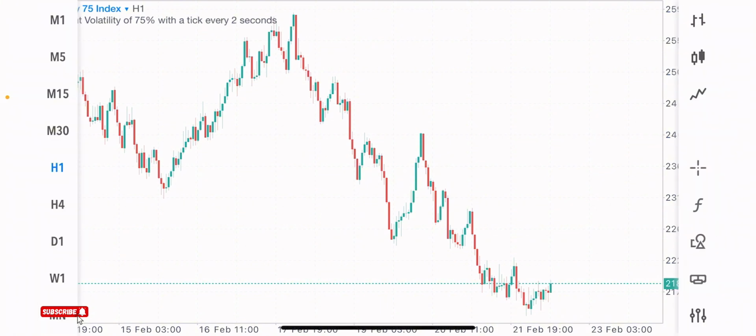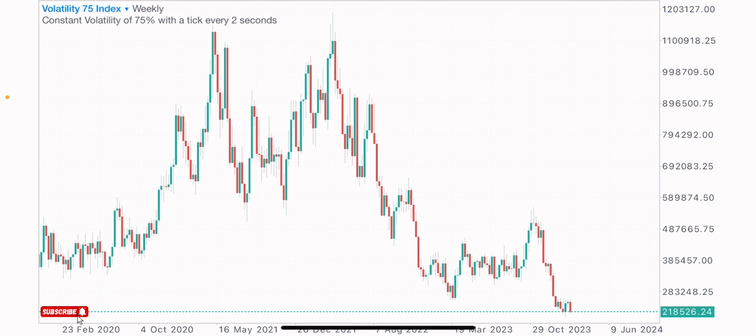On the weekly time frame, as usual, as I always do whenever I want to analyze the market, whenever I want to look out for trade opportunities, I always start from a higher time frame so I can spot the overall market direction, have a bigger view on the market, and identify my levels and zones properly.